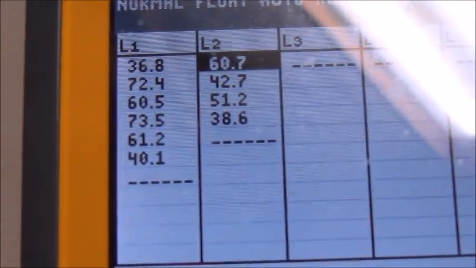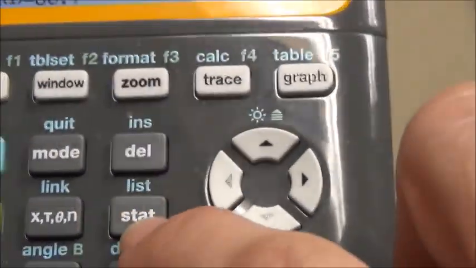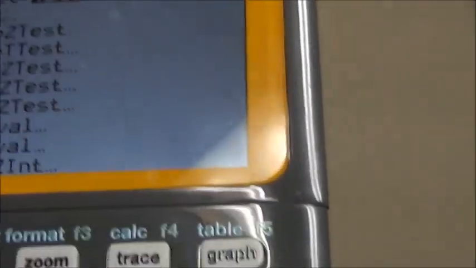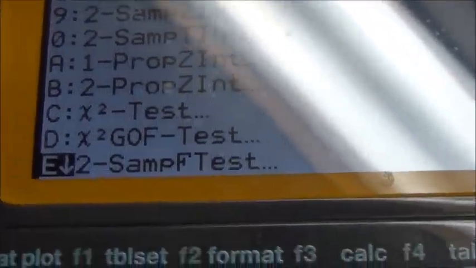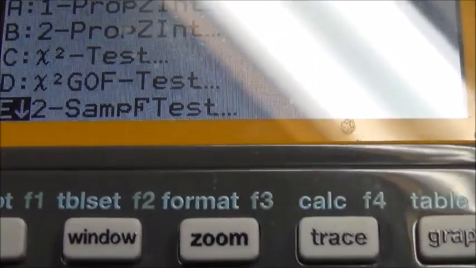So again, you would want to put your list in list 1 and list 2. Hit the stat button and hit number 1 in order to do your edit. And then go ahead and put your data in. As you can see, I've already entered my data into list 1 and list 2. So once you have your data in list 1 and list 2, you are going to hit the stat button again, cursor over to tests, and this time we have to cursor way down to E. And once you get to E, you'll see that you have the 2 sample F test. E is the 2 sample F test.